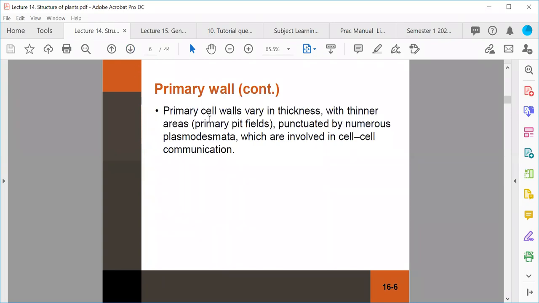Primary cell walls actually vary in thickness. There are thick regions and thinner regions. Those thinner regions are referred to as primary pit fields. The reason they are thin in comparison to the rest of the cell wall is that this is where we find numerous fine channels called plasmodesmata, which you were introduced to last week. These plasmodesmata connect cell to cell.